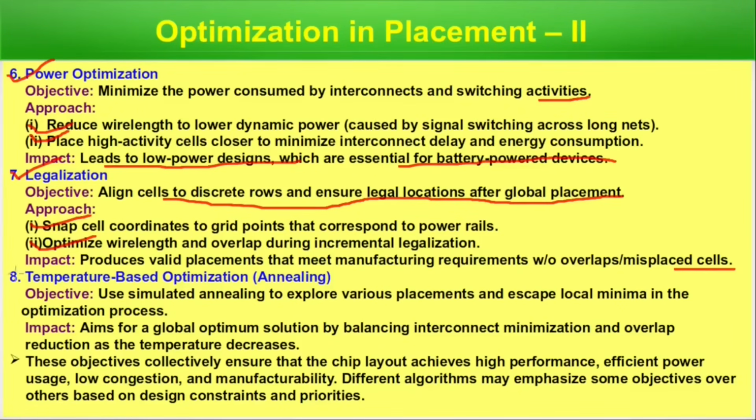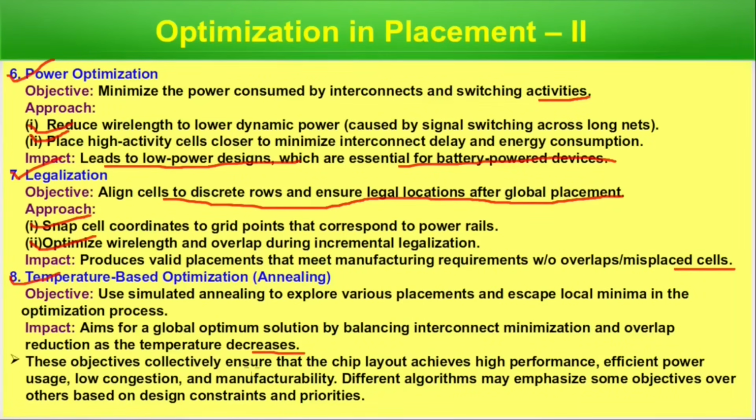Temperature-based optimization, that is annealing. We will discuss annealing more extensively in later slides. Temperature-based optimization uses simulated annealing to explore various placements and escape local minima in the optimization process. Impact: aims for a global optimum solution by balancing interconnect minimization and overlap reduction as the temperature decreases.